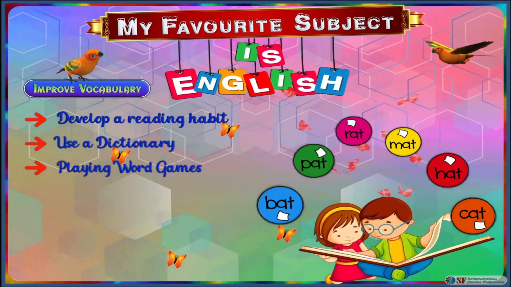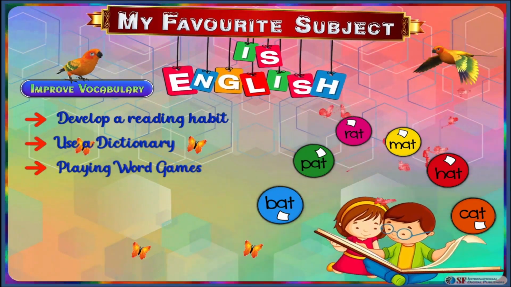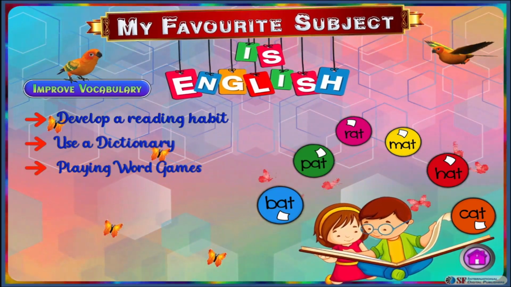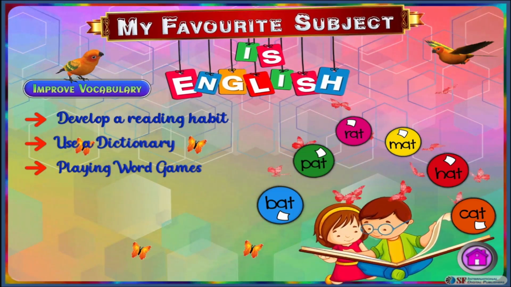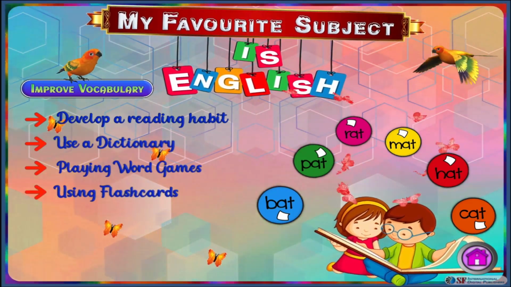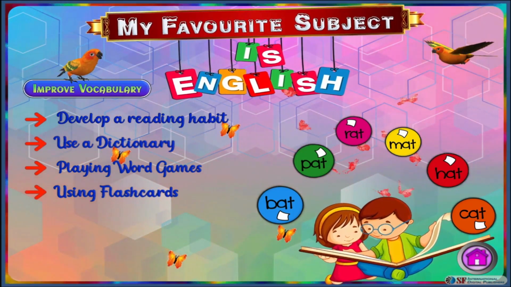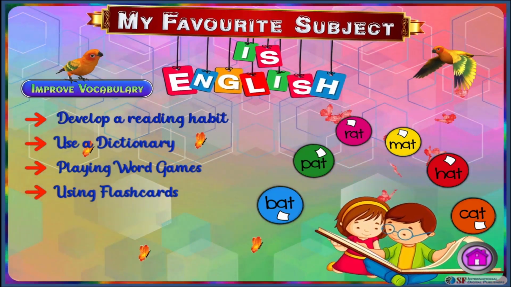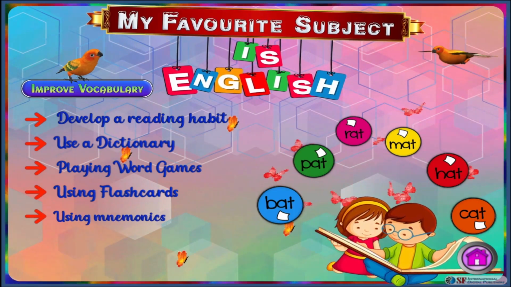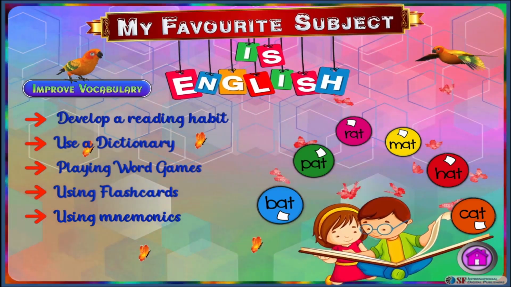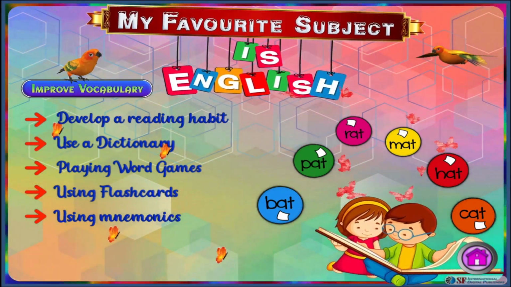Playing word games, like Scrabble and crossword puzzles, can as well be an efficient tool to expand our English vocabulary. Using flashcards. A quick way to build a large vocabulary is to study a number of words using flashcards. Using mnemonics. It helps us to remember words' definitions and their proper uses.